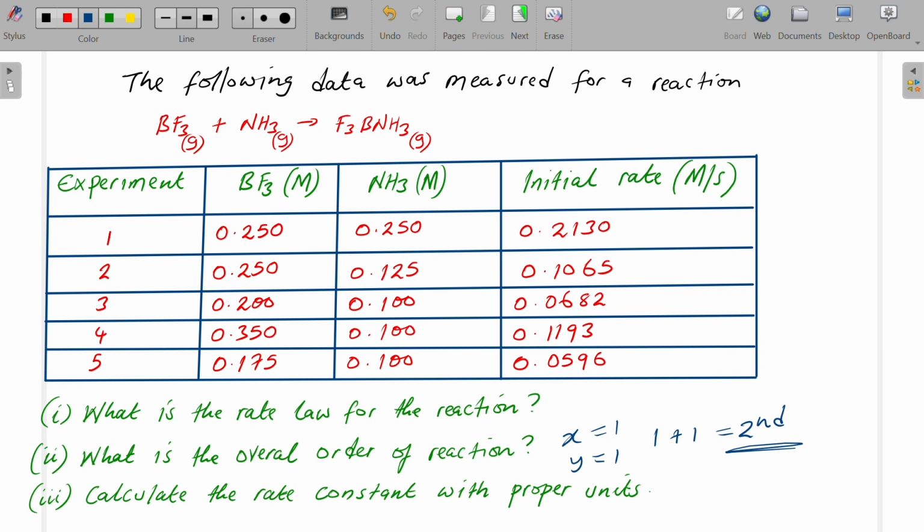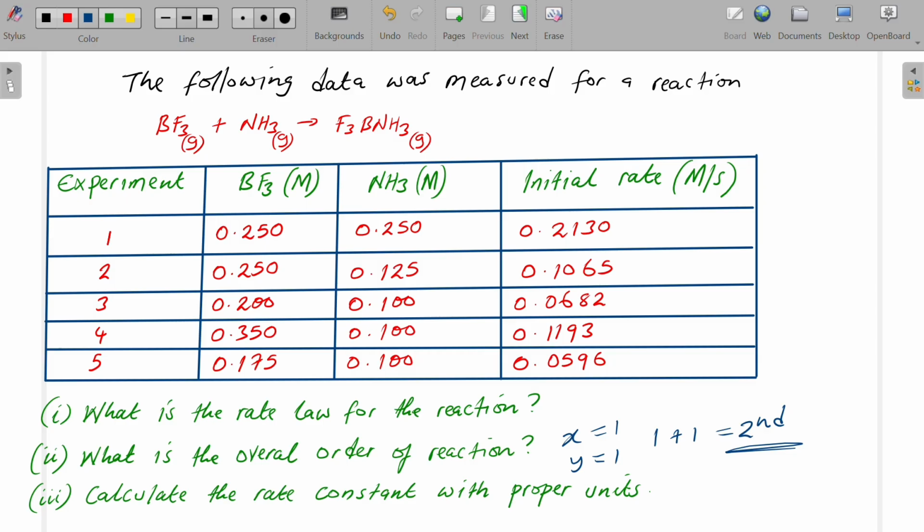The last part is asking us to calculate the rate constant with proper units. To do that, all you have to do is very simple. Choose an experiment here, then just substitute everything and calculate the value of K. The rate constant is K, and that's what we are looking for. And then we need to put the proper units for that.